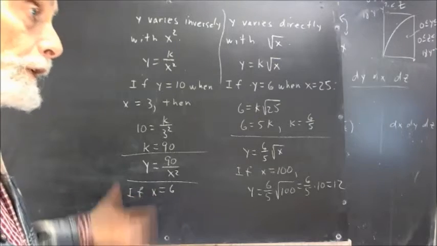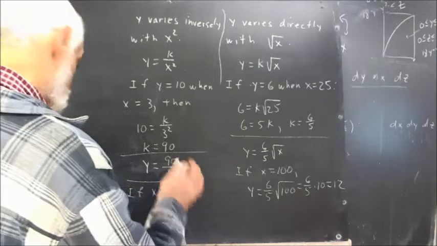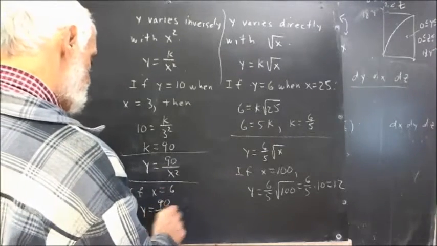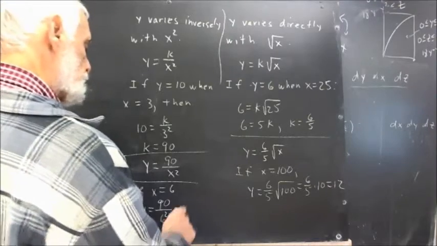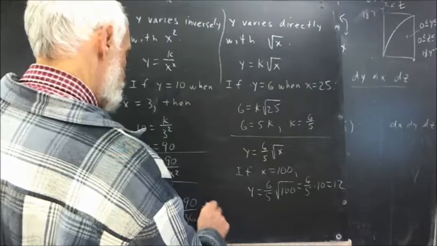Now, if x equals 6, what happens? You can work this out. Go ahead and do it. You should have paused and done it, but we get y equals 90 over 6 squared. That's 90 over 36. That's 2.5.